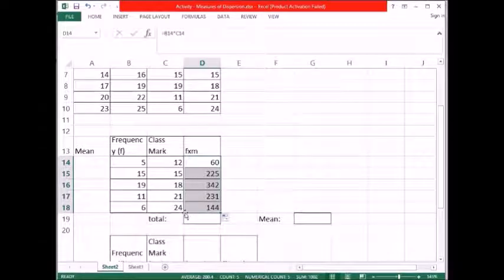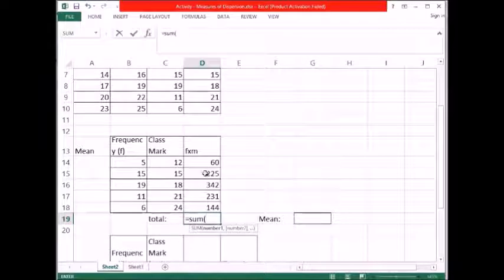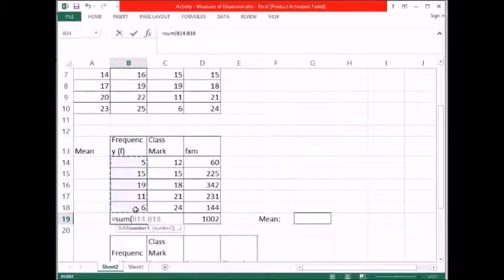Okay, so for the total of our frequencies, let us type equal sign, then use the code sum. Okay, then highlight natin yung mga numbers na i-add para mabilis, no? So enter, the total will be 1,002. Now for the frequency, total din natin yung frequency kasi kailangan natin siya for the mean. Okay, so the sum, highlight ko lang yung mula B14 hanggang B18, then enter, no? So the total frequencies or the total samples will be 56 samples.